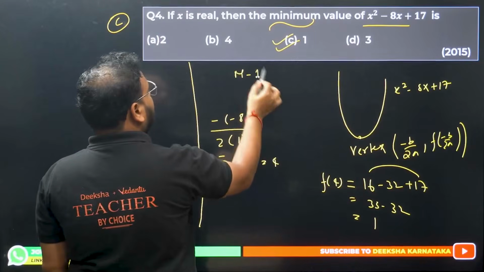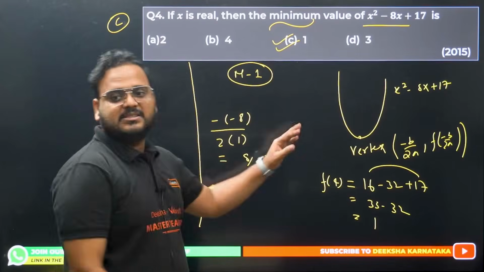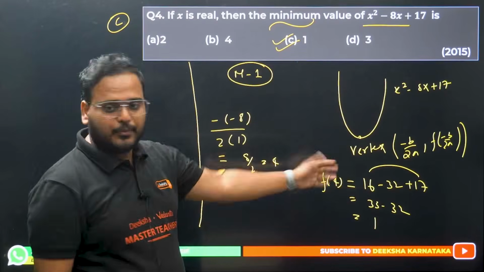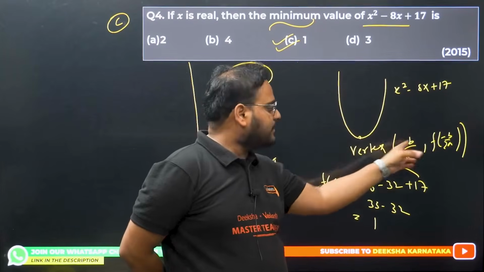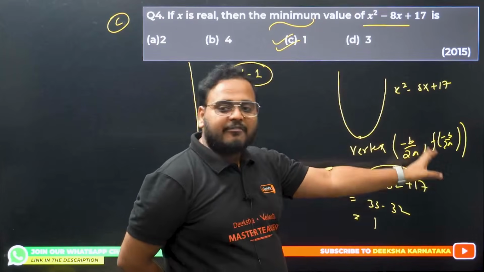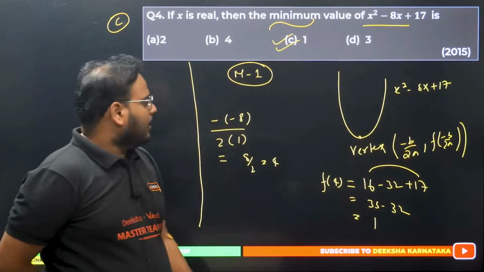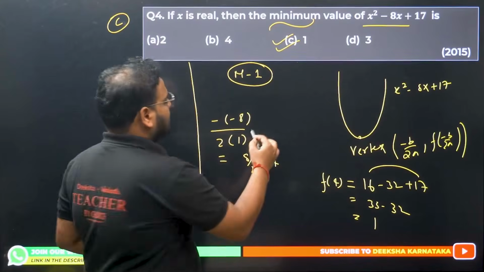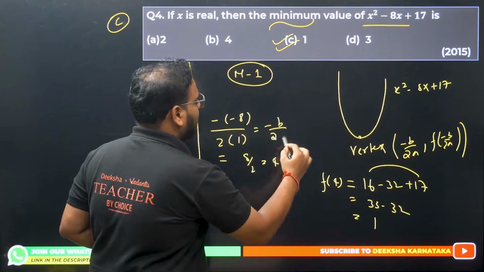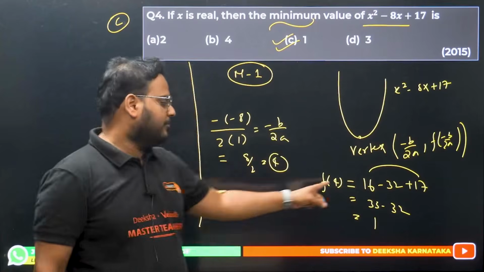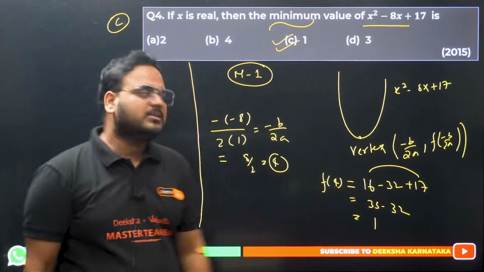Method number 1, where we don't use derivative, simply use the formula of the vertex. We have learned that in PU1. Remember, vertex is going to be minus b by 2a, and the y coordinate is going to be f of minus b by 2a. Find the minus b by 2a value. This is coming as 4, put the 4 in the function to get the minima value as 1.